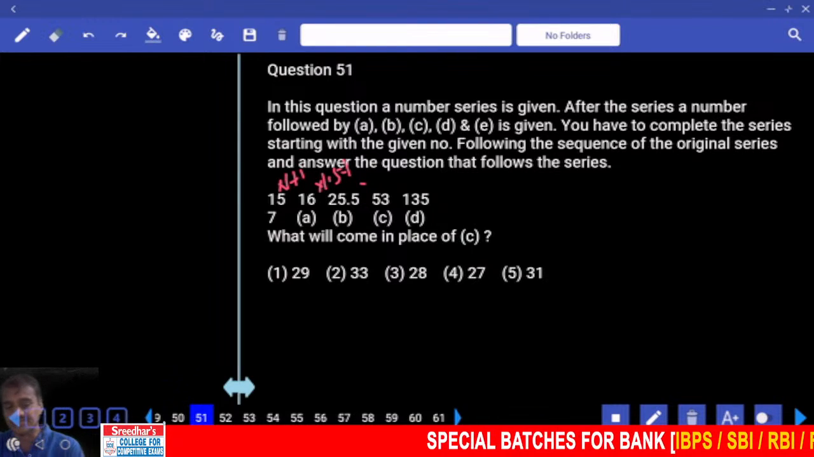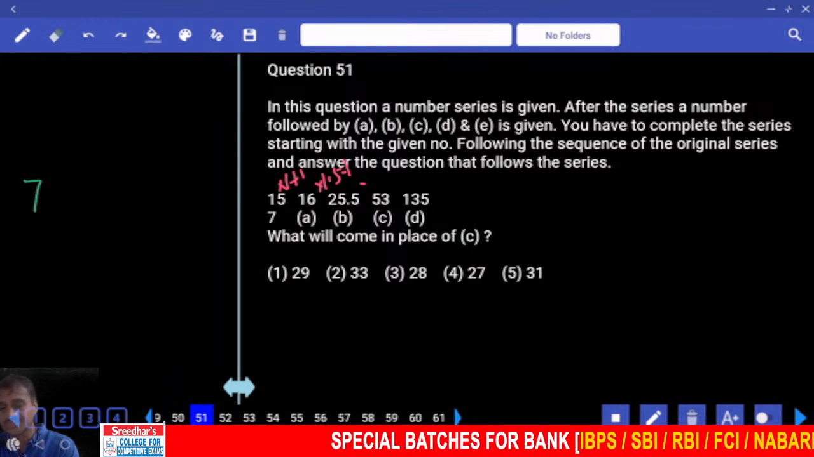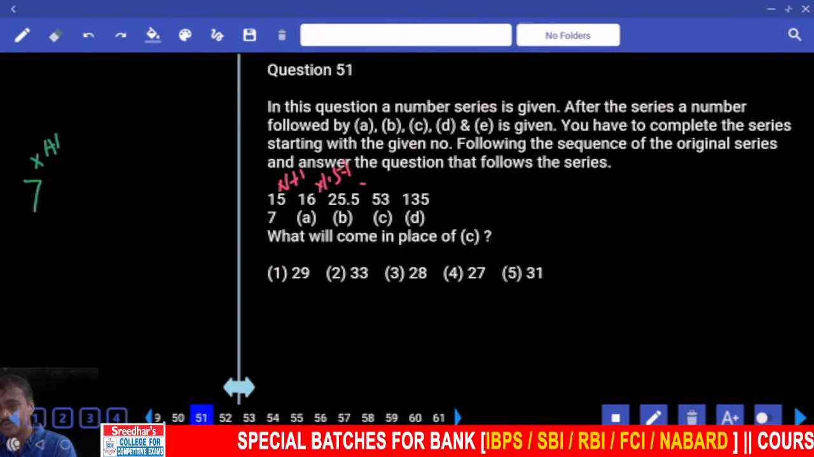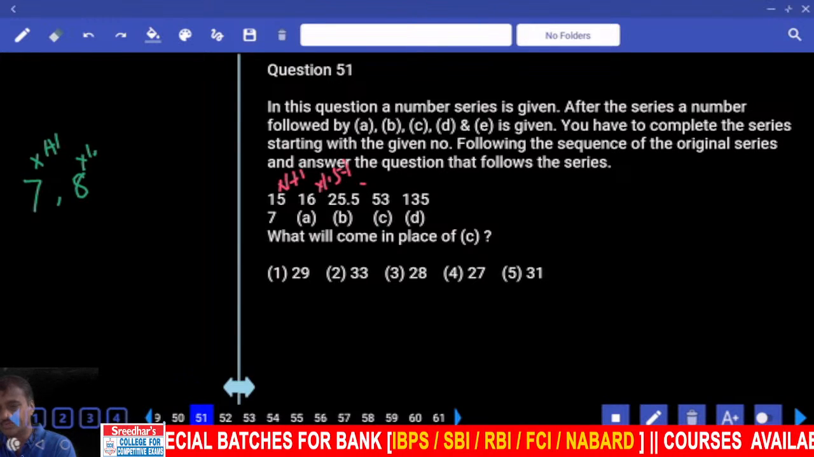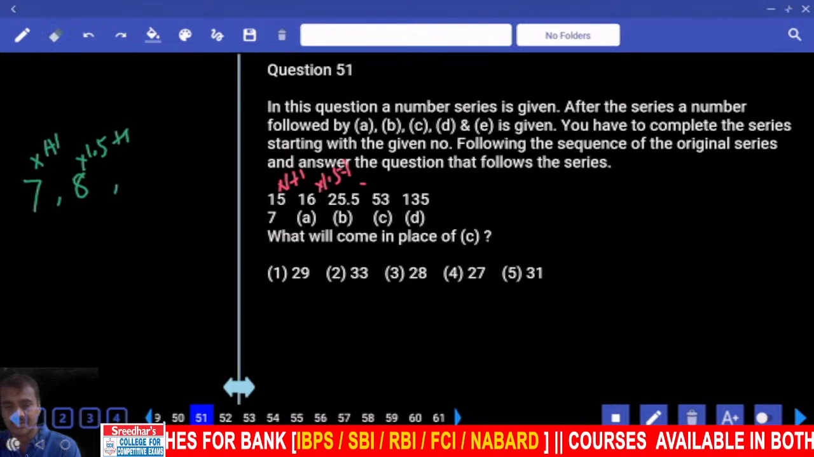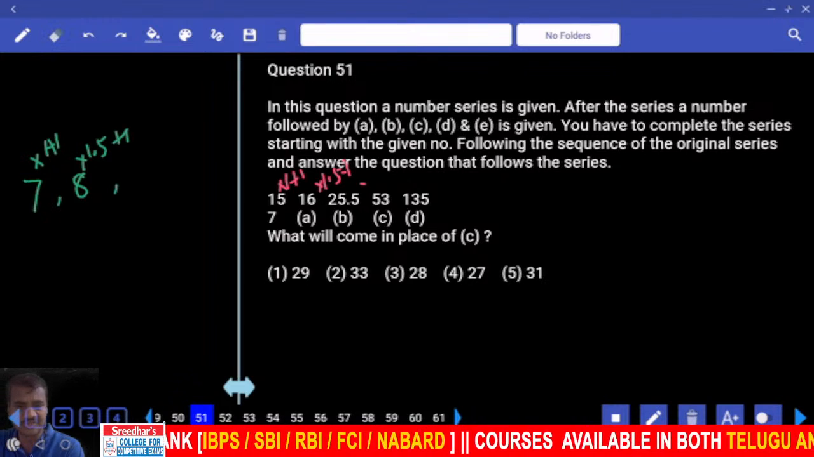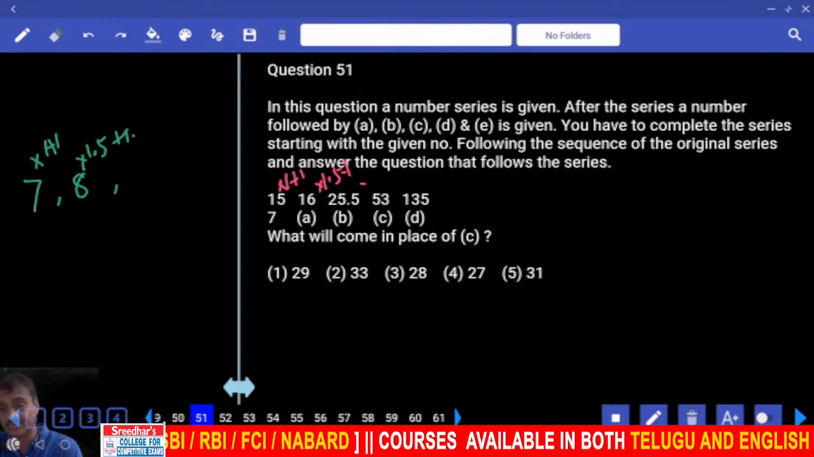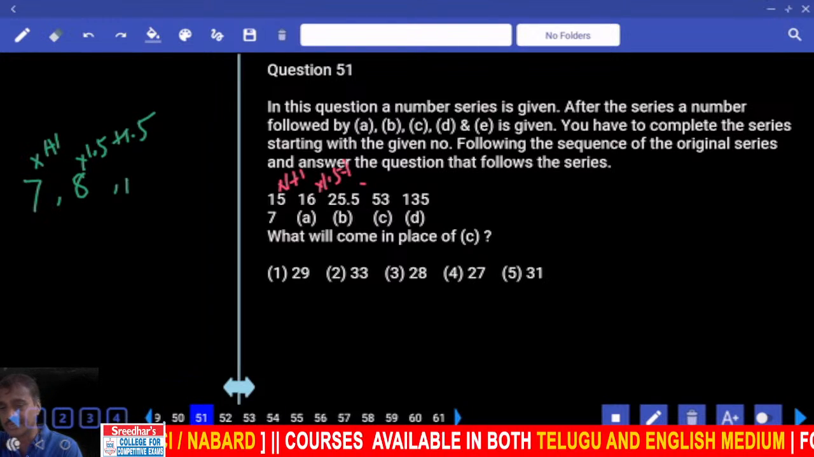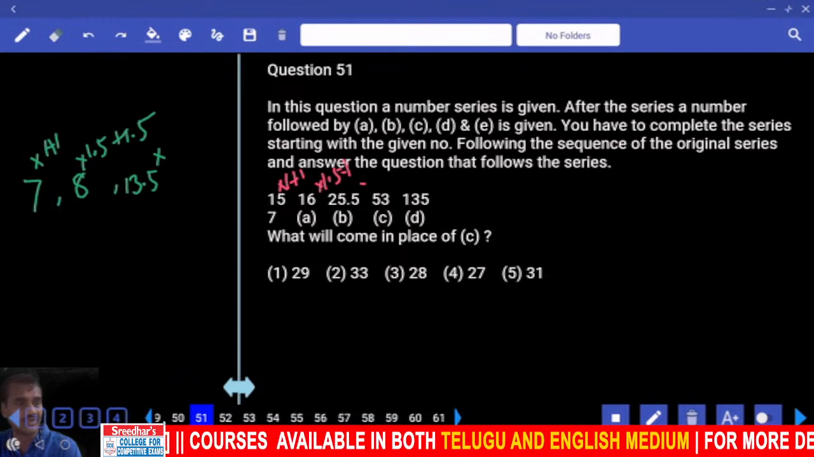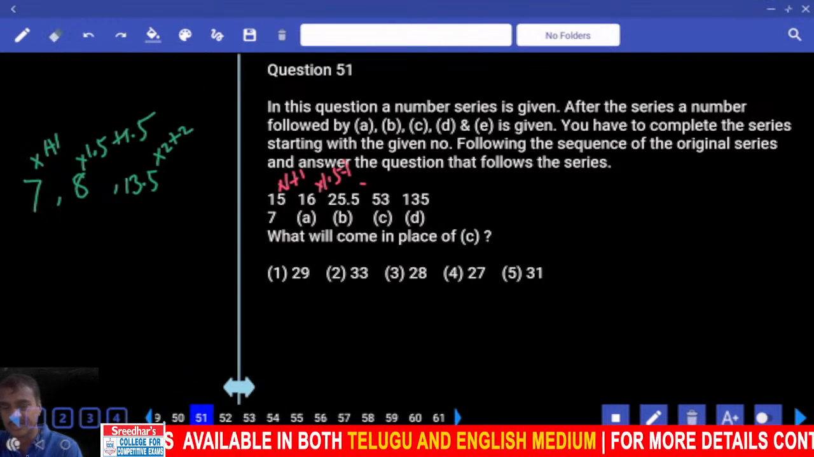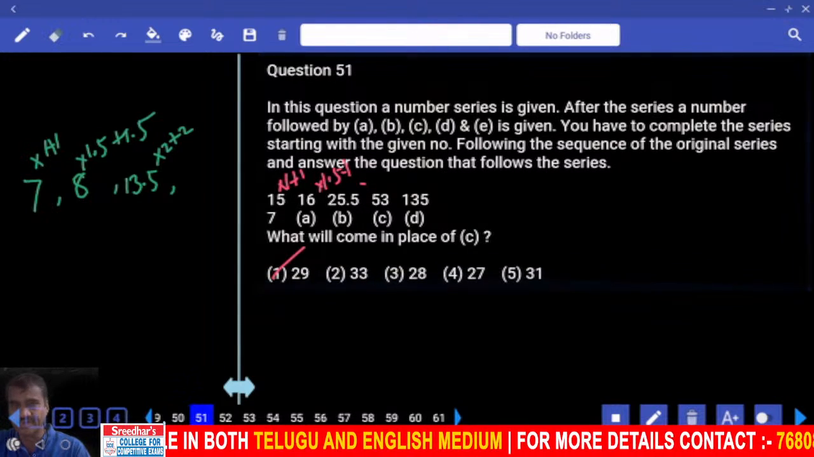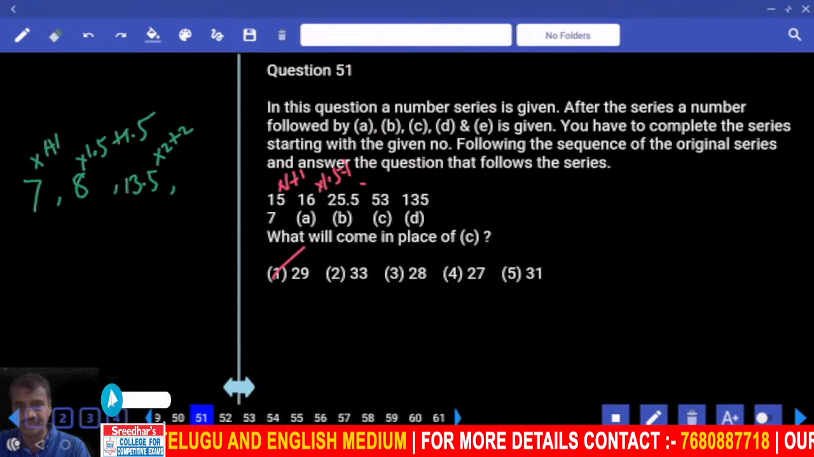Then starting with 7, now you need to find out C. 7 into 1 plus 1, 8. 8 into 1.5, 12 plus 1.5, 13.5. Clear? Now 13.5 into 2 plus 2, 27 plus 2, 29. 29 is choice 1, question number 51.